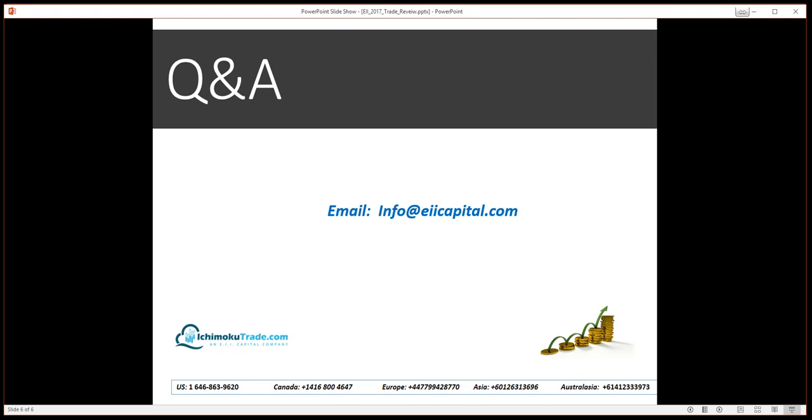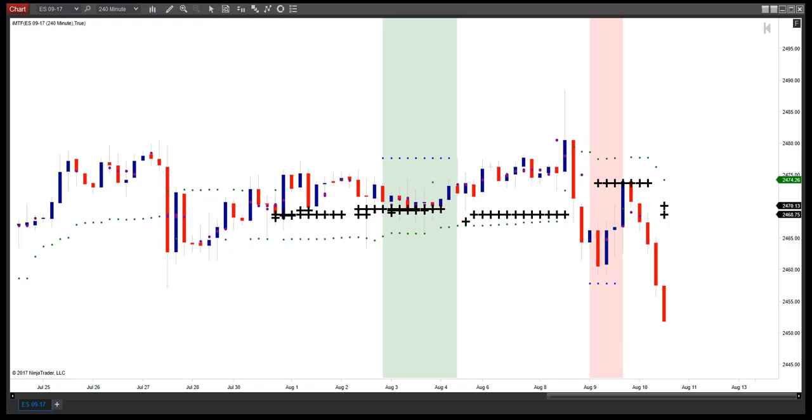So let's begin. Let's go straight to the setups. Here is the new IMTF indicator for the NinjaTrader platform. As you can see, we have the E-mini on the 240 minute. The reason we use the 240 minute is that it's basically the bridge between the swing traders and the long-term traders, and you have the highest probability scenario to trade.